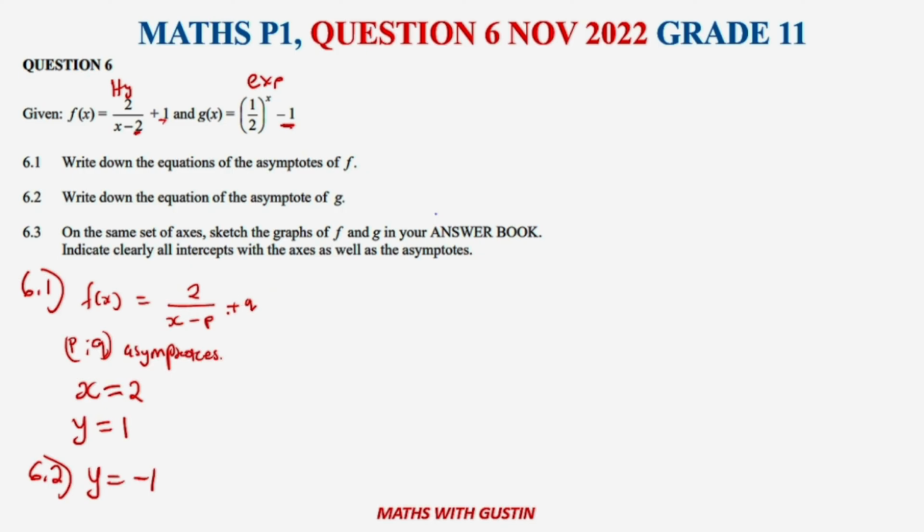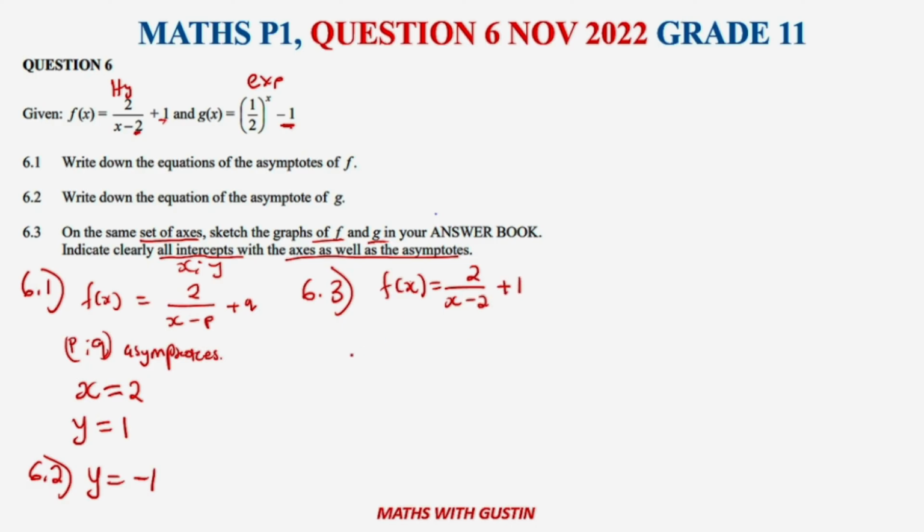6.3 says on the same set of axes, sketch the graph of f and g on your answer book. Clearly indicate all intercepts. It means they are asking us for the y and x intercepts and all the asymptotes, which we just found at 6.1 and 6.2. So for 6.3, let's start with f of x, which is our hyperbola here. Let's look for those lines of asymptotes here.